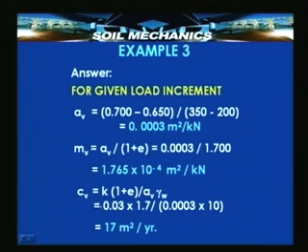0.303 by 1.700 or 1.765, that is 1.765 into 10 raised to minus 4, again meter square per kilonewton, is the value of mv. Cv on the other hand requires the value of coefficient of permeability, and this is the expression for it, and if you substitute the known values of k and av and e, you get Cv equal to 17 meter square per year.